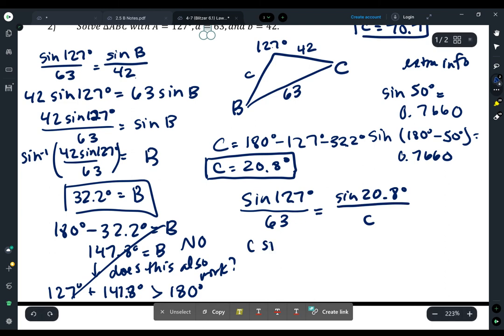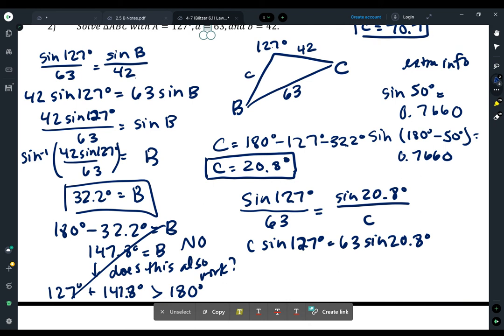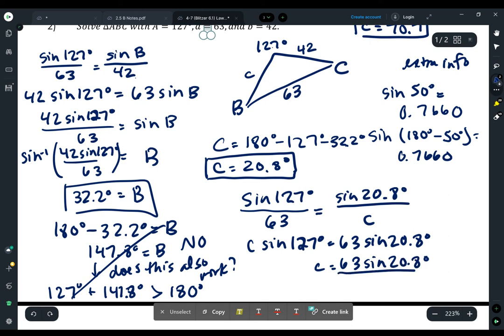So C sine 127 equals 63 sine 20.8 degrees. So let's see. C is going to equal 63 sine 20.8 degrees all over sine of 127. And so my C is going to equal 28.0.